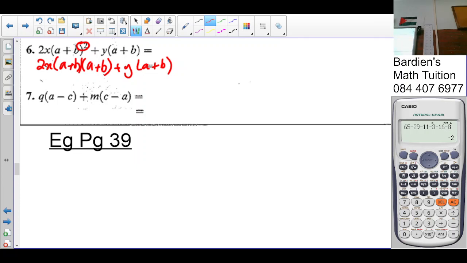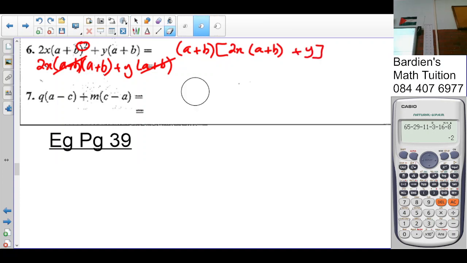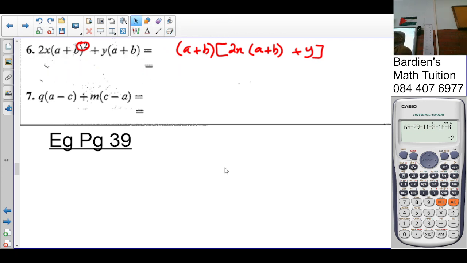So we said what is common? A plus b is common. So if I take one of these out, what am I left with? I'm left with the other bracket, not so? That's going to give you 2x into a plus b. If I take that out, what am I left with? But now we won't always write that. Okay? This is to show you initially what's happening.